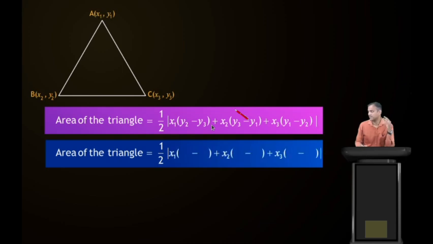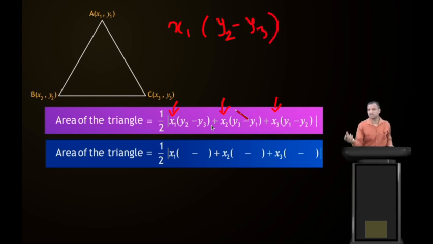So first we will take x1, then x2, then x3. Okay, here you can see these are the points. Now inside the bracket we have to subtract y2 minus y3. So if you take x1, you have to start with y2 minus y3.